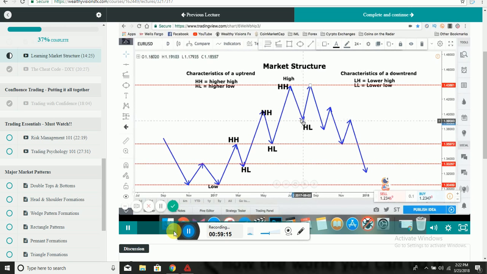Low. This is the characteristics of an uptrend, guys. When you start seeing things like this with higher highs, higher lows, higher highs, higher lows are created, right? That's an uptrend. Don't look for sells in an uptrend. Right? You're only going to be losing money. I don't know about you guys, but I hate losing money.